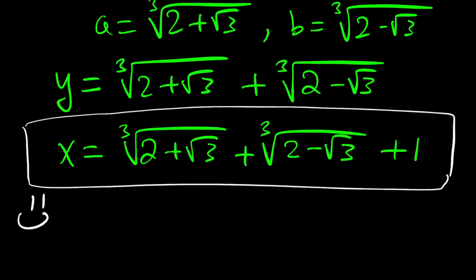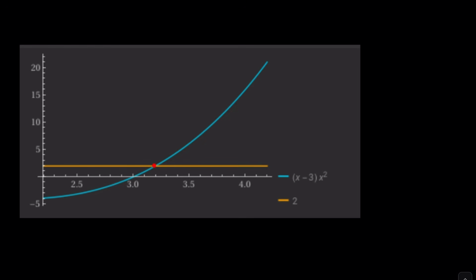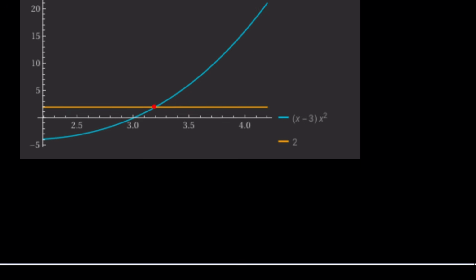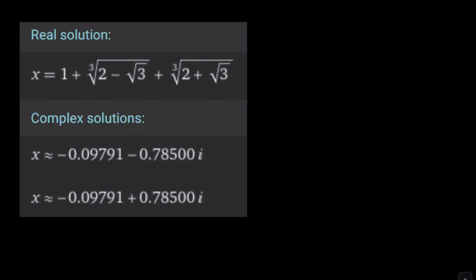All right, let's take a look at some stuff which is going to show us the solution from Alpha and the graph of this equation. First of all, we're going to be looking at the graph. As you can see, there's only one solution because there's only one intersection point. And ta-da! Here's the real solution like we found. One is at the end, doesn't matter. And these are the complex solutions.